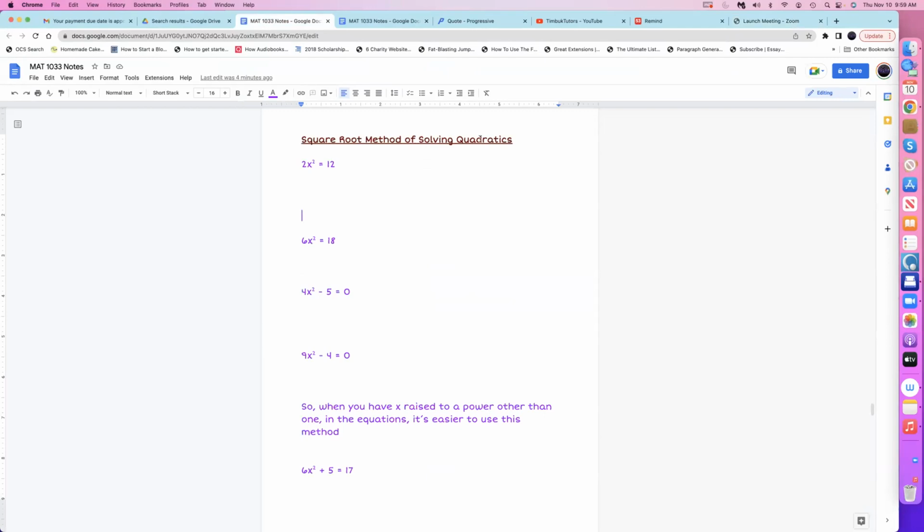Okay. Square root method of solving quadratics. Okay, so it's the same as when you're trying to do just a regular equation. I have 2x squared equals 12. I want to get the x squared on one side by itself. So I divide away the 2. That leaves me with x squared equals 6. 2 into 12 goes 6 times.